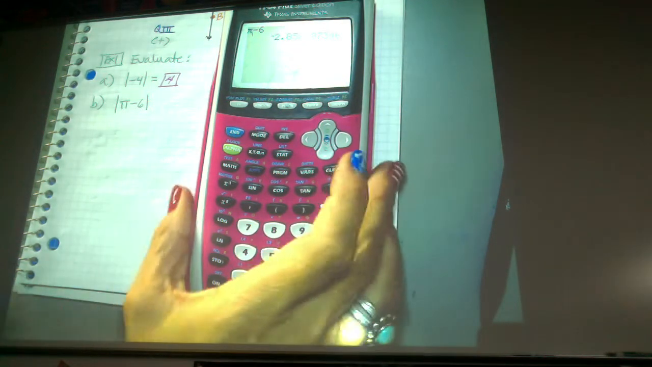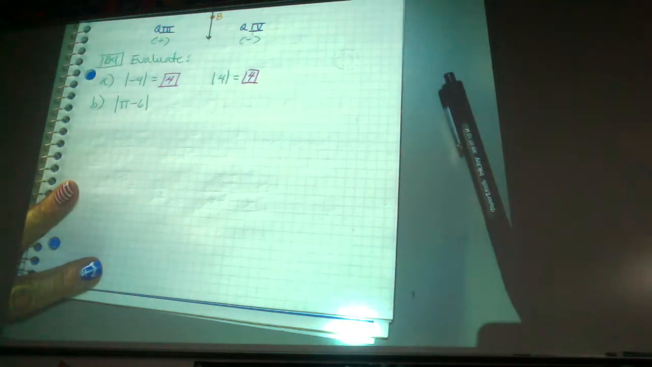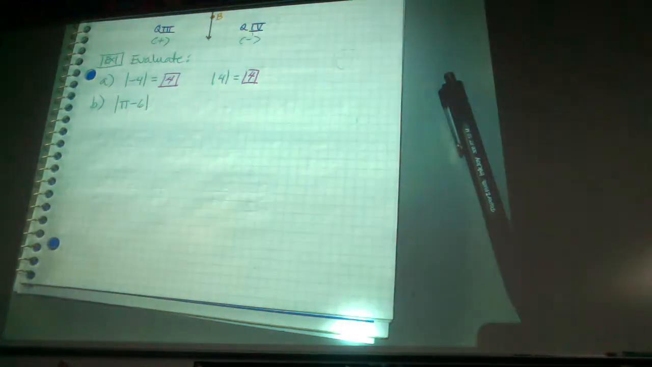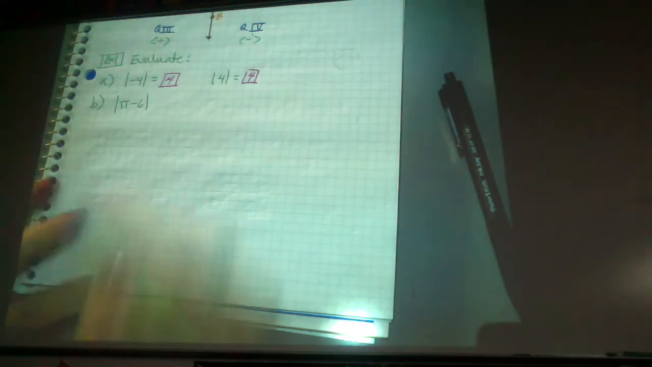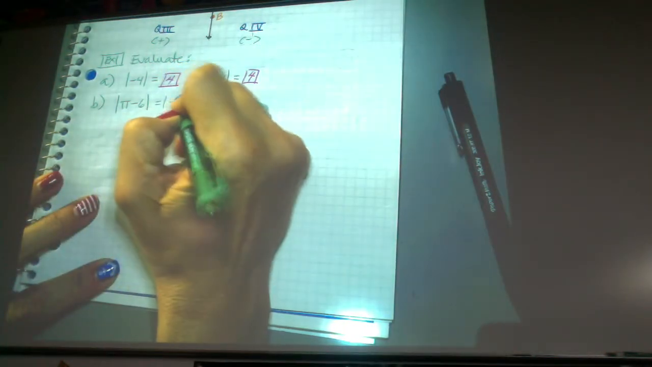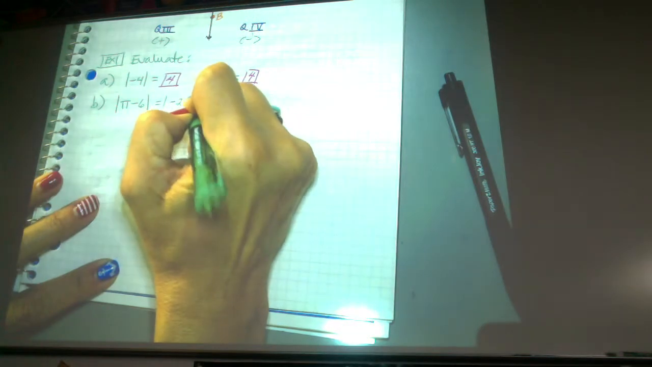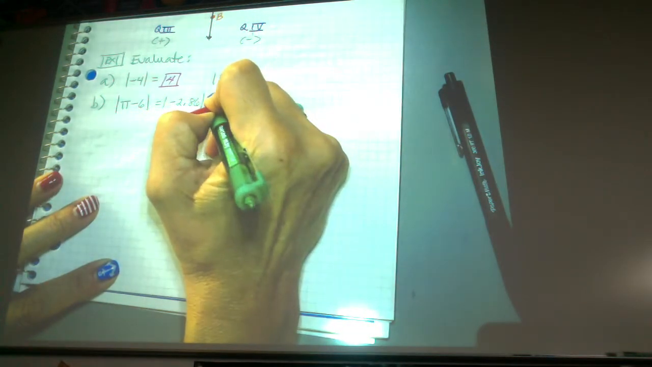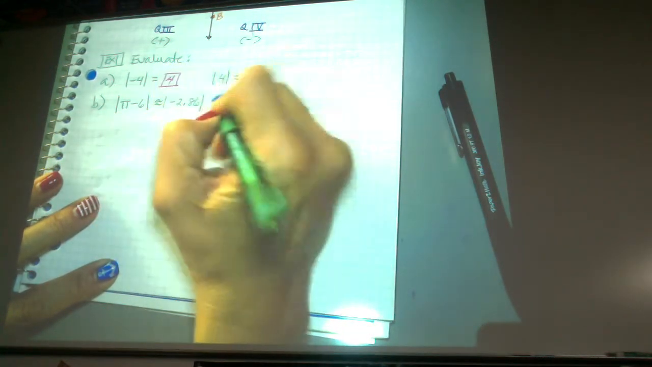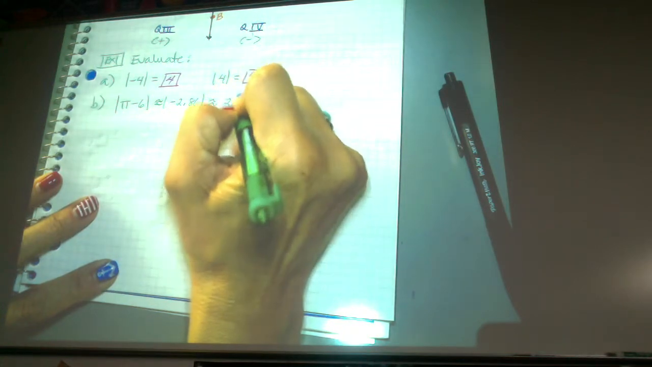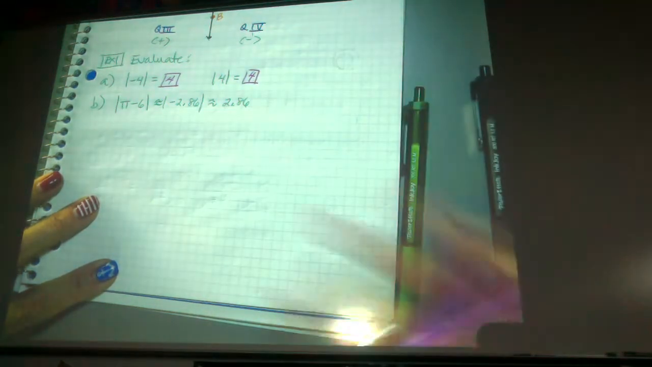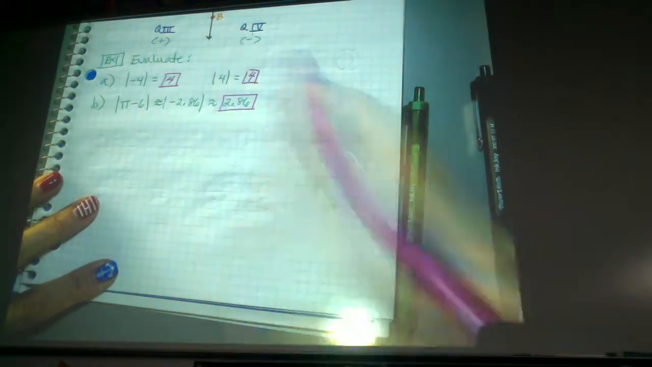But what they're going to ask you to do is rewrite it using pi. So technically, we just discovered that this was negative 2.86, which is approximate, right? Which is approximately equal to positive 2.86 as an answer. But that's not the answer we want to get.